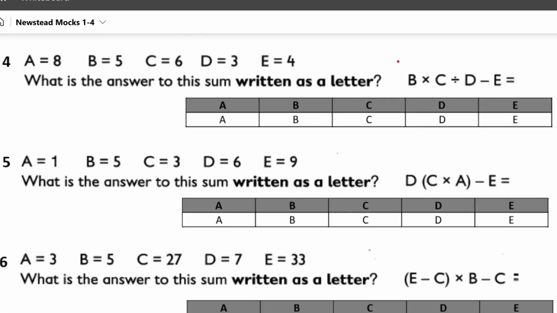For question 4, we have 5 multiplied by 6 divided by 3 minus E.